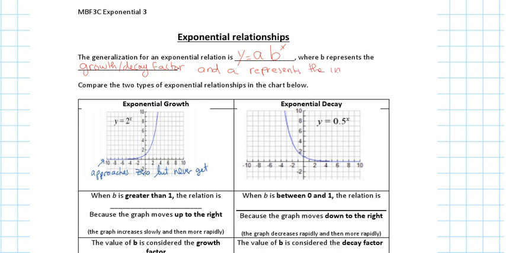Sometimes your initial value is 1, right? And if this is 1, then it just becomes y equals b to the power of x. So the simpler one is y equals b to the power of x. But if your a is other than 1, then you have to include that a. We're going to look at examples like this.